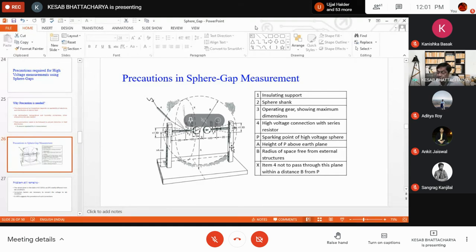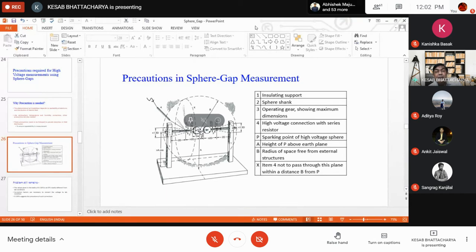You see, 2 is the sphere shank, and 3 is the operating gear. Using 2 and 3, normally the gap distance between the two spheres, which is specified by S, is adjusted. And 4 is the high resistance in series with the high voltage sphere. In our case, it is water resistance.